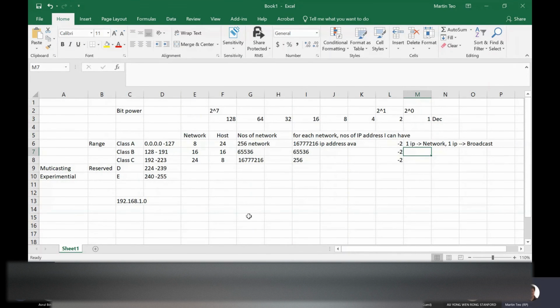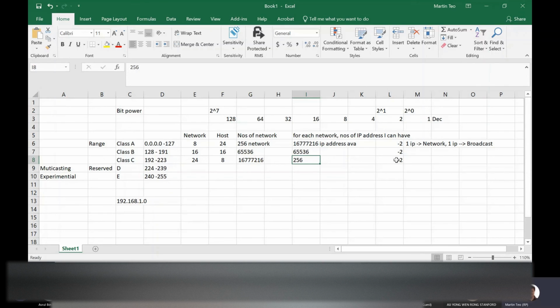So in summary, for class A, we have the least number of networks, but a huge number of IP addresses we can create for each network. For class C, we have a huge number of networks we can create, but each network can only contain 254 usable IP addresses.